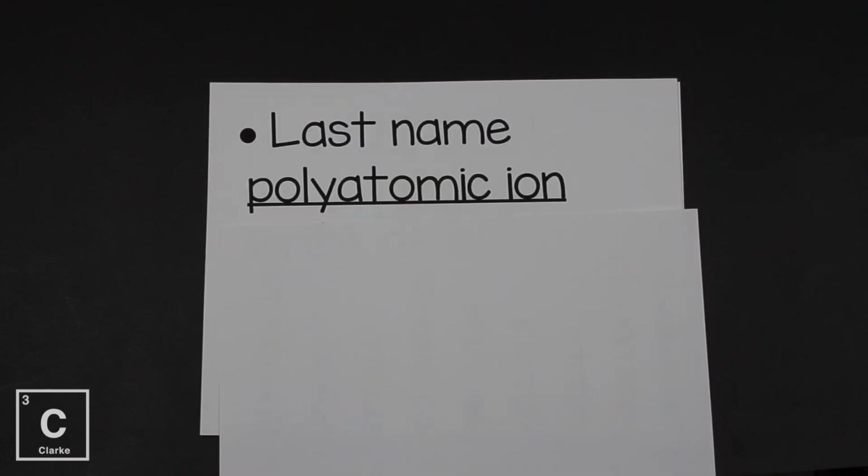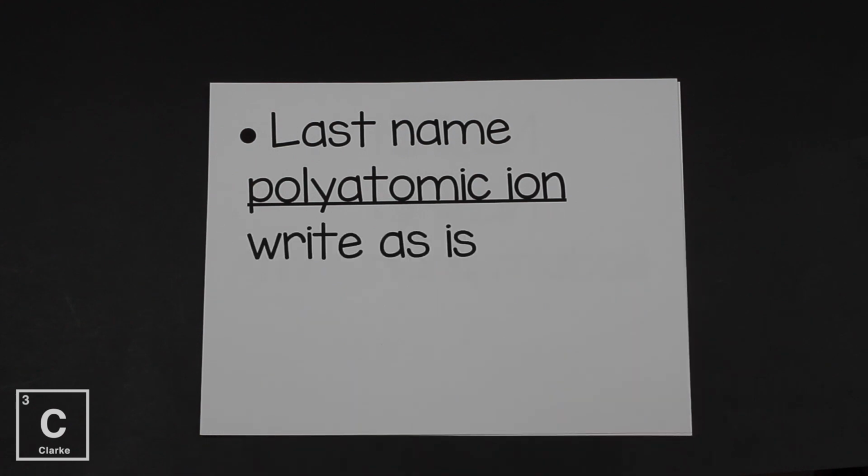So since we're talking about ionic compounds, again, the first name is always the metal, the cation. But since we're talking about ionic compounds specifically with polyatomic ions, the second name or the last name, most of the time that's going to be the polyatomic ion. And instead of changing the ending to IDE, like we did with the main elements and the transition elements, we are always writing the polyatomic ion as is. We are not going to change the ending on the polyatomic ion. So let's go ahead and practice some.